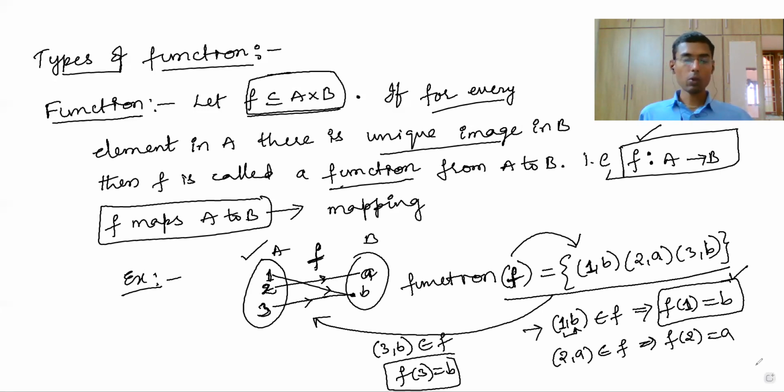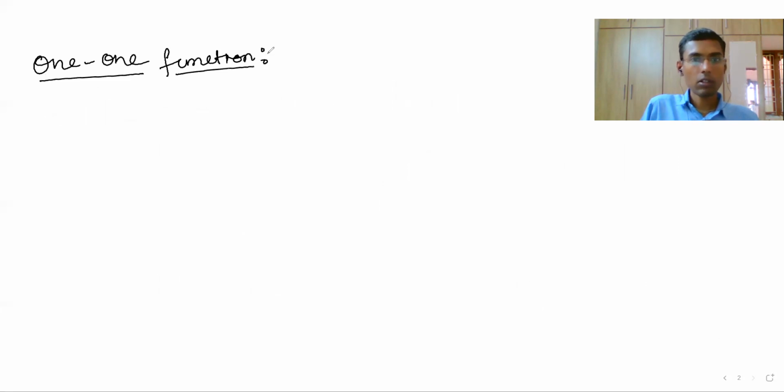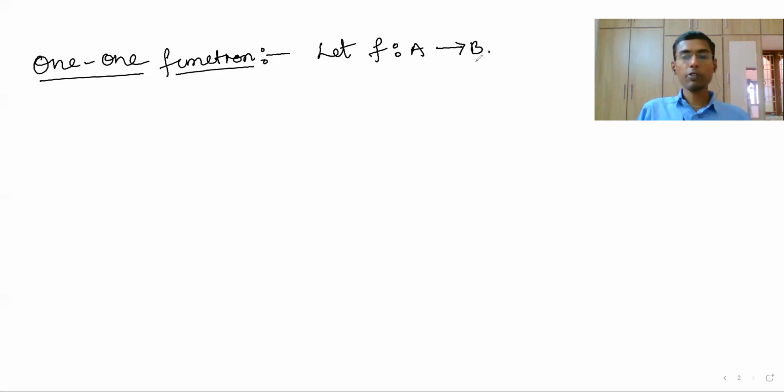So chalo, we'll go to types of functions. Now what is a 1-1 function? Let's see. First of all, f is a function from A to B, this must hold. First, let f be a function from A to B. Then the condition: a function should be 1-1.